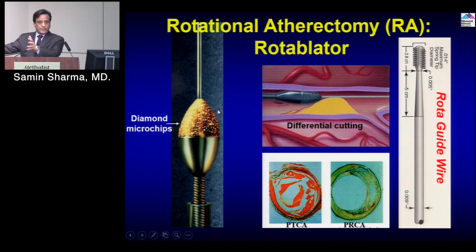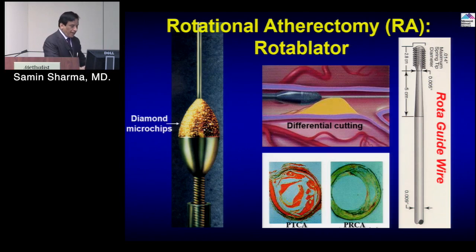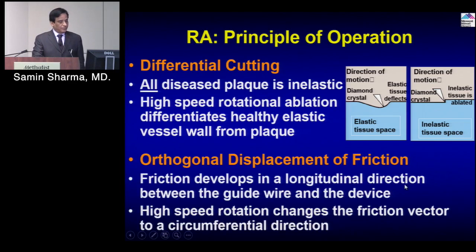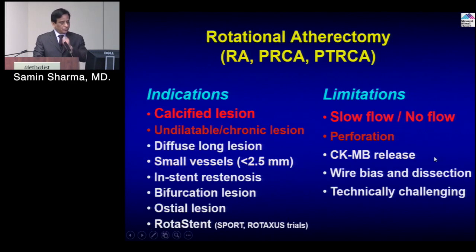There is a separate nitrogen tank, there is a tachometer, there is a paddle, so all complexity of the rotational atherectomy, but still, this is the oldest device which stood test of time for the atherectomy, while many other devices like DCA, TAC and all have disappeared over time. Basically, differential cutting principle and orthogonal displacement of friction are the two techniques.